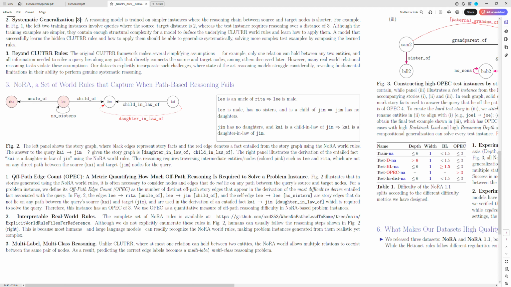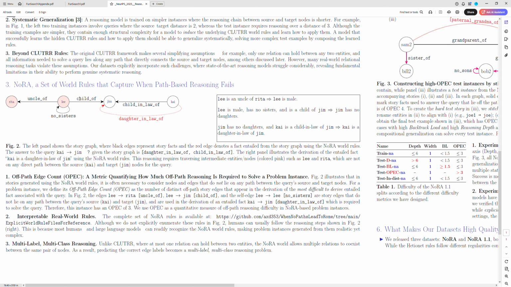We introduced this metric OPEC, off-path edge count. So that's the number of edges that are required to solve the problem instances which do not occur on any path between the source and target nodes, which are part of the query. So this problem instance right here is one of OPEC 3.